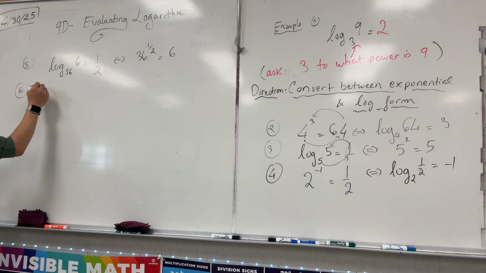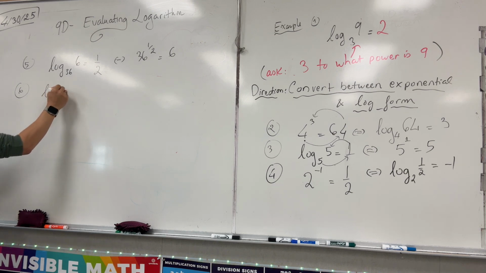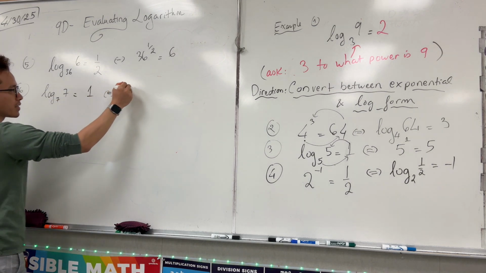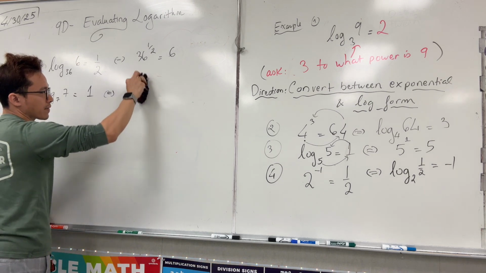Now let's go easy. Go back to the easy. You want the hard one? Coming up, coming up. Easy. What is this? 1. Now you get used to it, because 7 to the power 1 is 7.